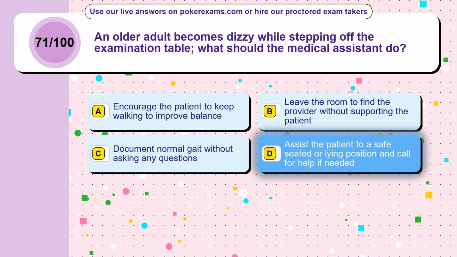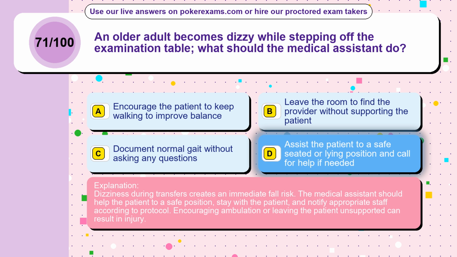The correct answer is option D. Assist the patient to a safe seated or lying position and call for help if needed. Dizziness during transfers creates an immediate fall risk. The medical assistant should help the patient to a safe position, stay with the patient, and notify appropriate staff according to protocol. Encouraging ambulation or leaving the patient unsupported can result in injury.